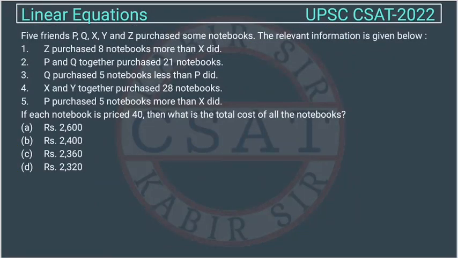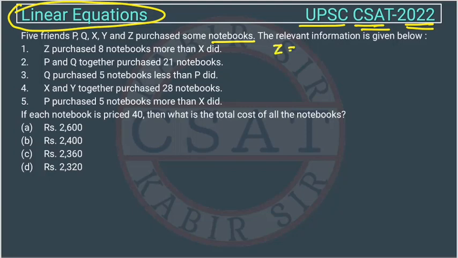So this is a question of linear equation asked by UPSC in the CSAT exam of 2022. 5 friends P, Q, X, Y and Z purchased some notebooks. The relevant information is given below. Z purchased 8 notebooks more than X did, so Z equals X plus 8. This will be the equation. P and Q together purchase 21 notebooks, so P plus Q is equal to 21.